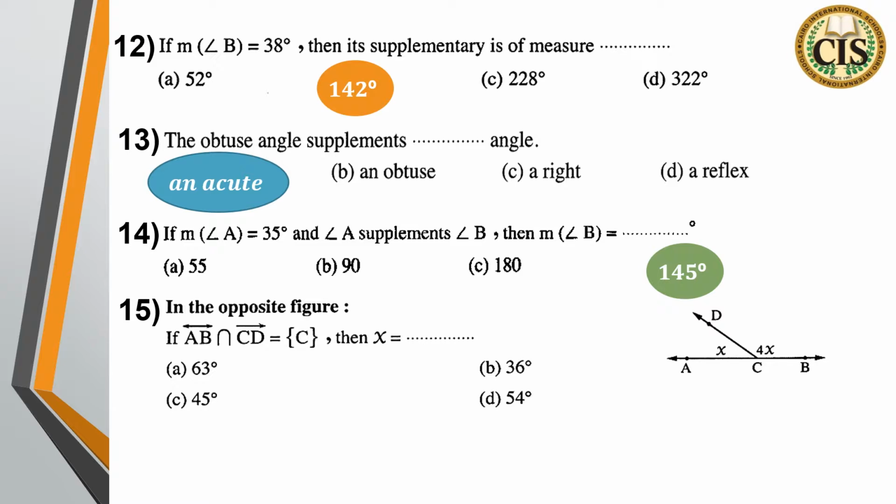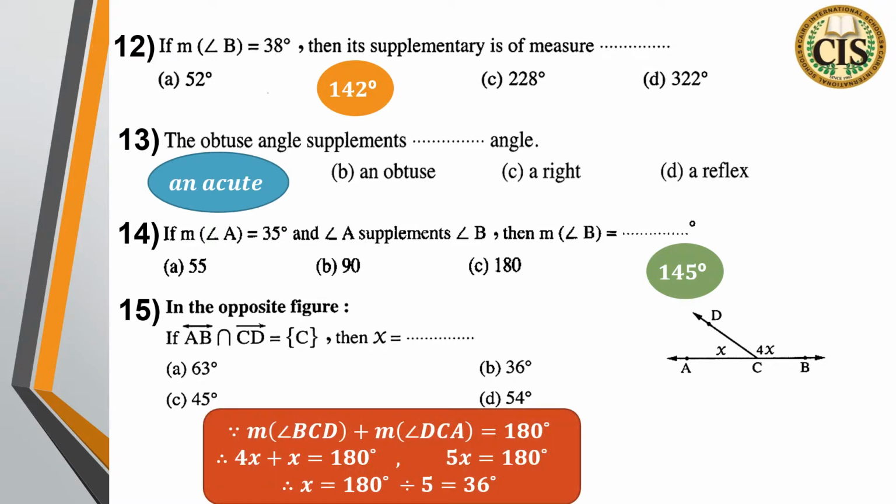In the opposite figure, AB is a straight line intersecting with ray CD at C. Then the value of x equals: since measure angle BCD plus measure angle DCA equals 180, then 4x plus x equals 180. So 5x equals 180, then x equals 180 divided by 5, which equals 36 degrees.